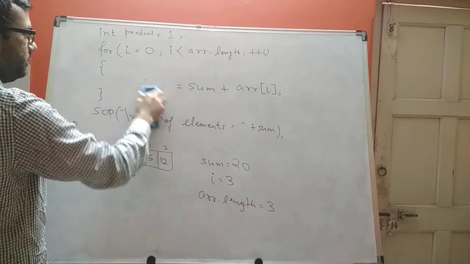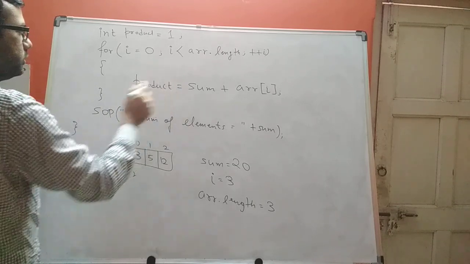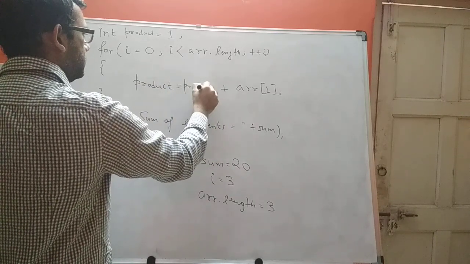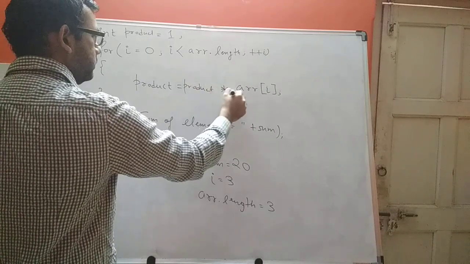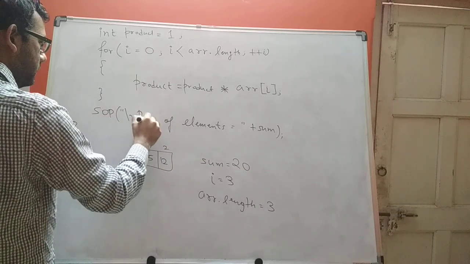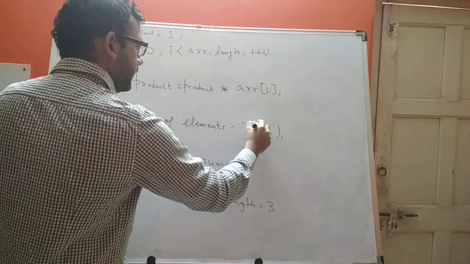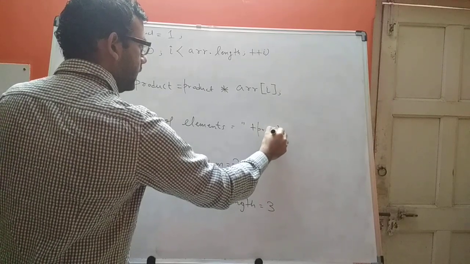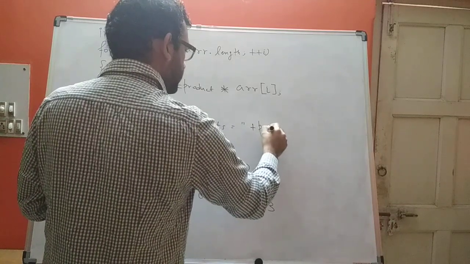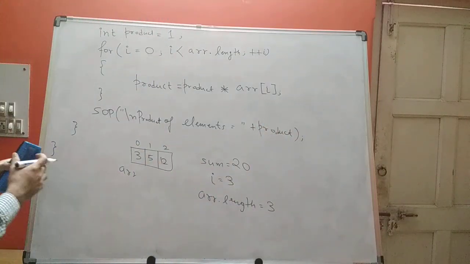And now instead of sum, I'll find the product. So I'll say product is equal to product into the ith element. And here, what I'll get is, product of elements is equal to the variable product. So I have made the changes here itself because I want to proceed fast. I've not written the entire program, but what I would suggest is you write the entire program in your copy. Please write the entire program in your copy.